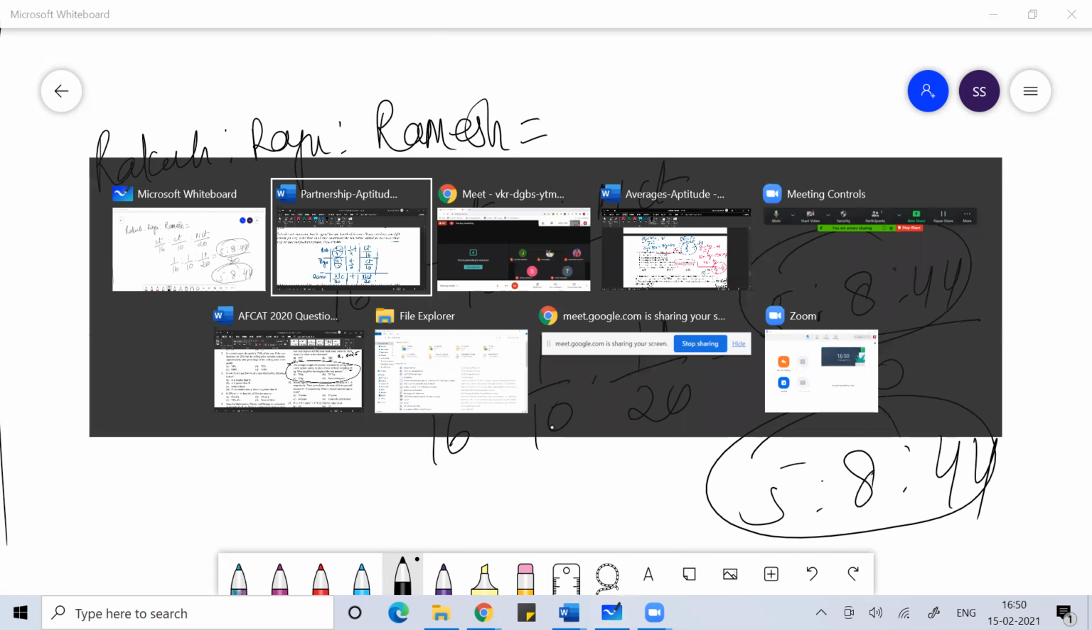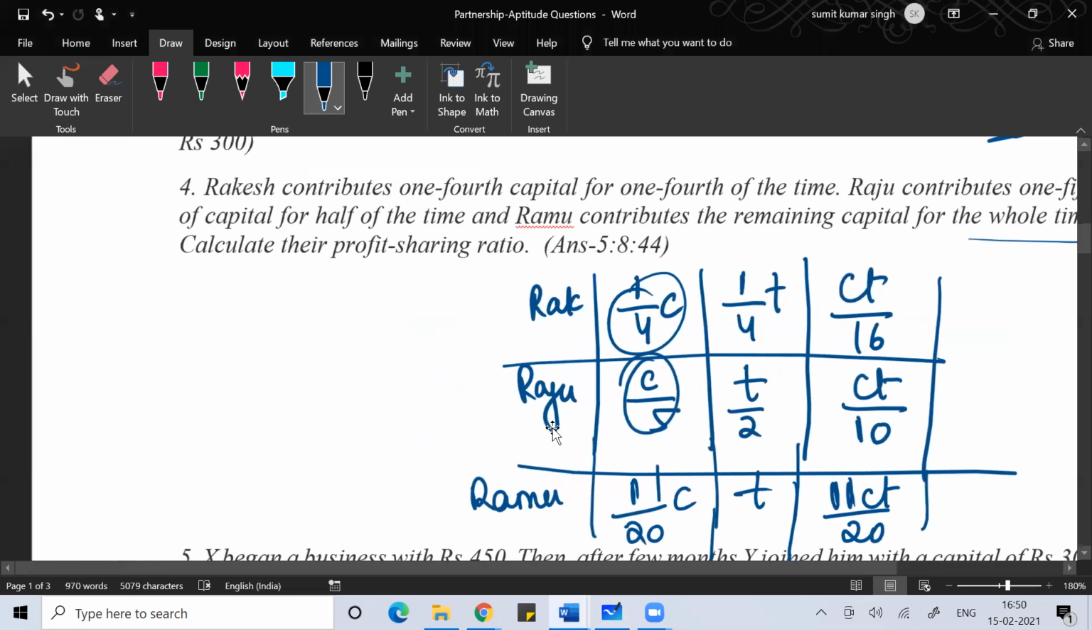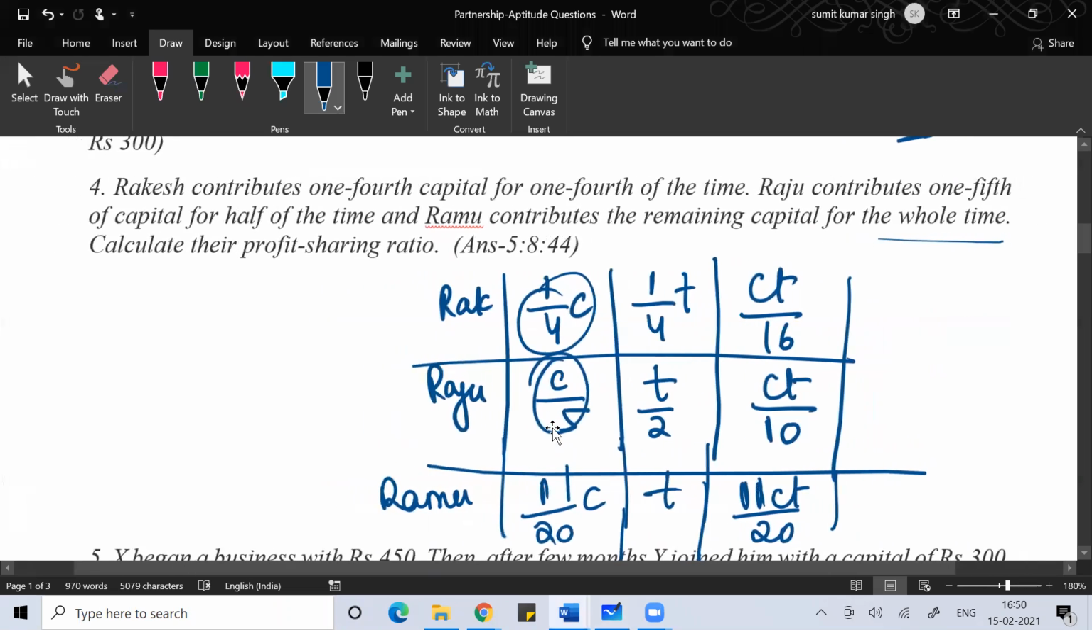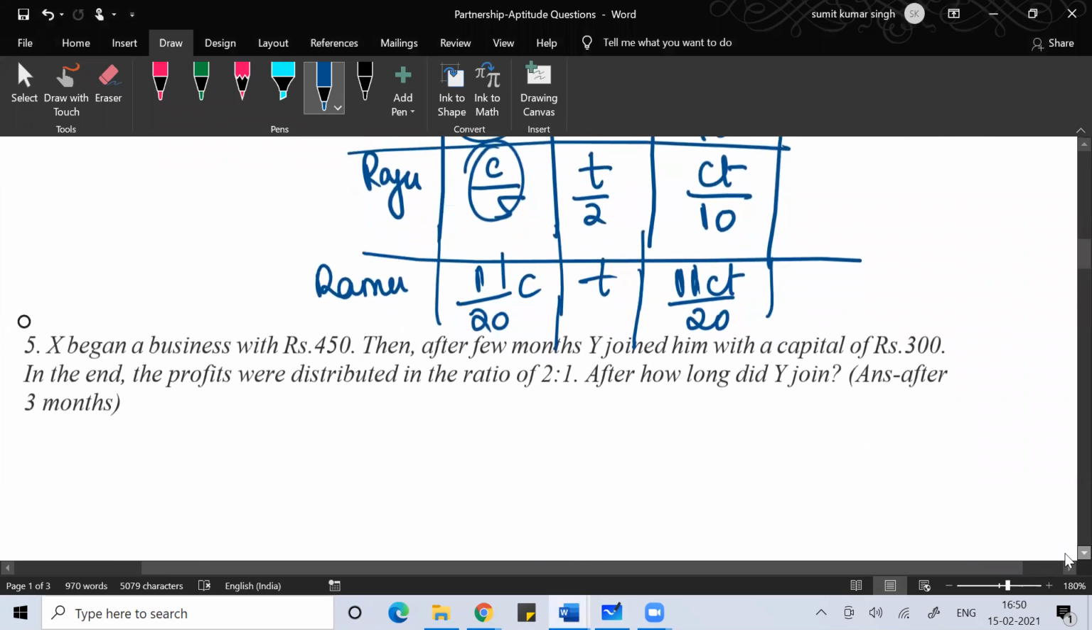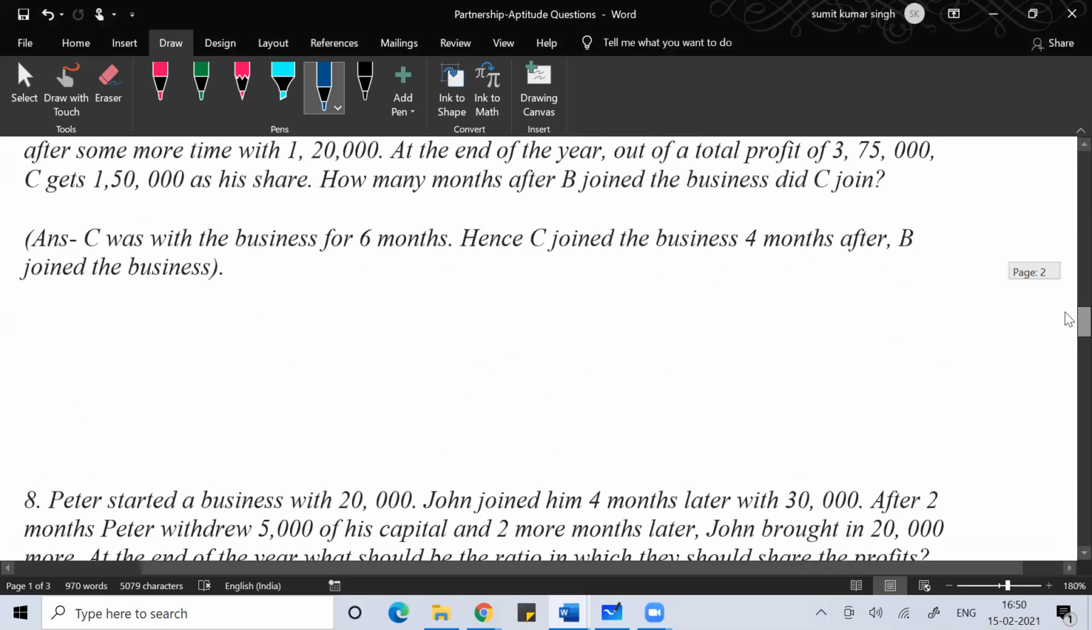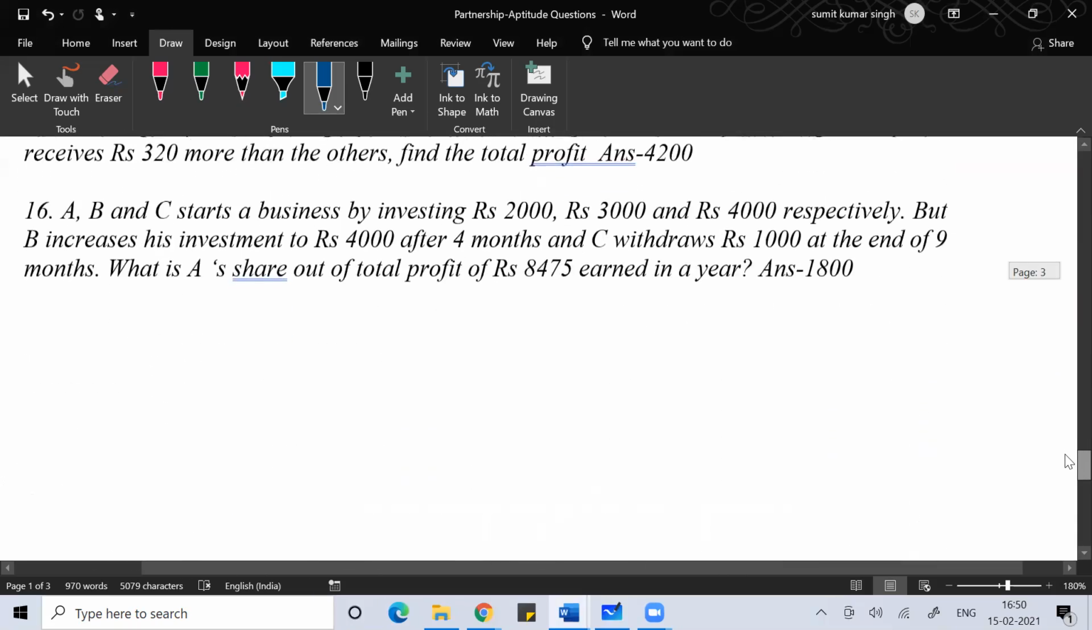Simple question. Questions are not at all difficult when you solve them. You solve the question, so you understood this concept.